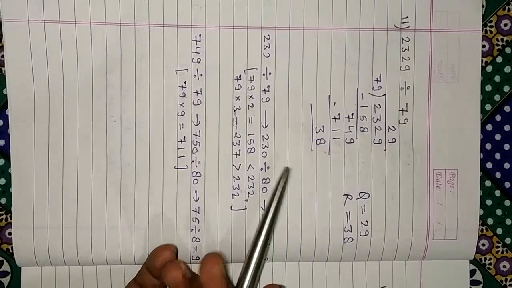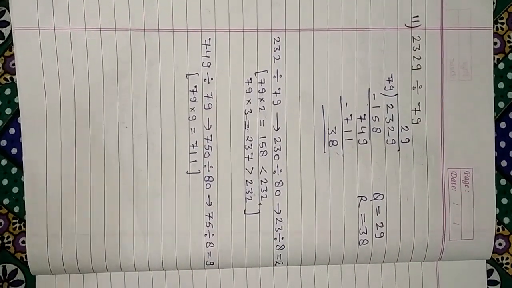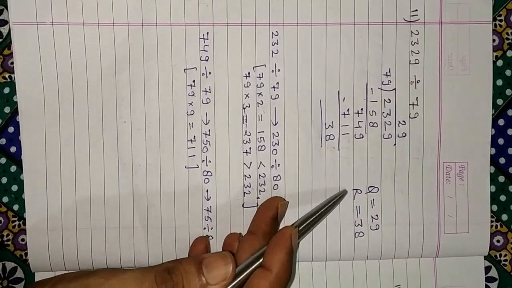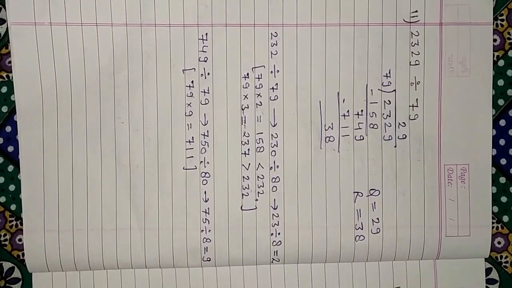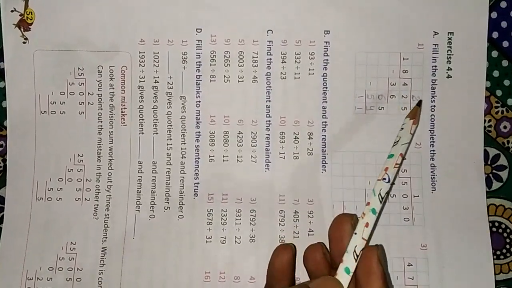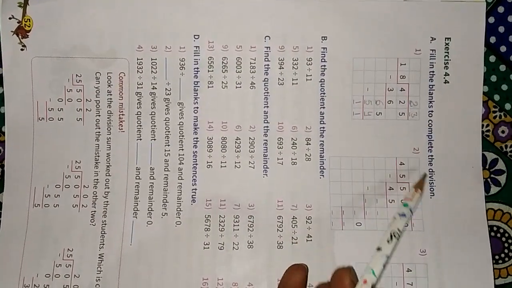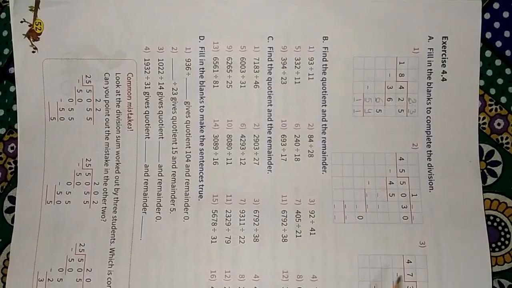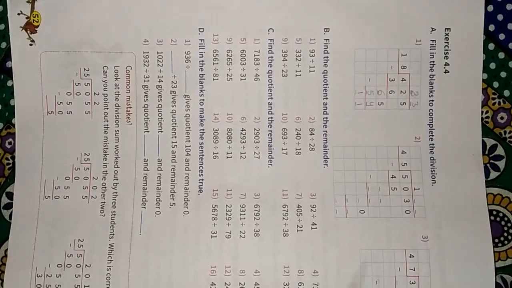We will use the same concept in question number 11 also. Okay, here the quotient will be 29 and remainder is 38. Now part A. Fill in the blanks to complete the division. You have to use this concept to fill these blanks. Okay, you have to do these questions yourself.